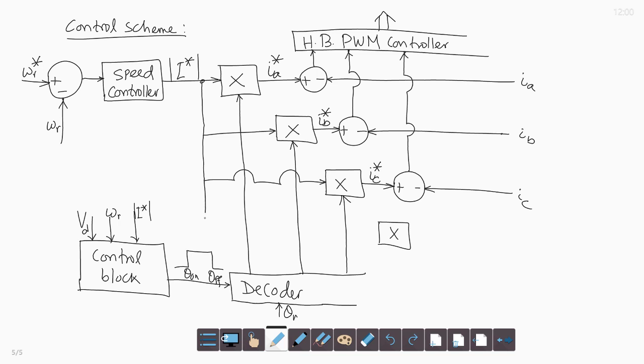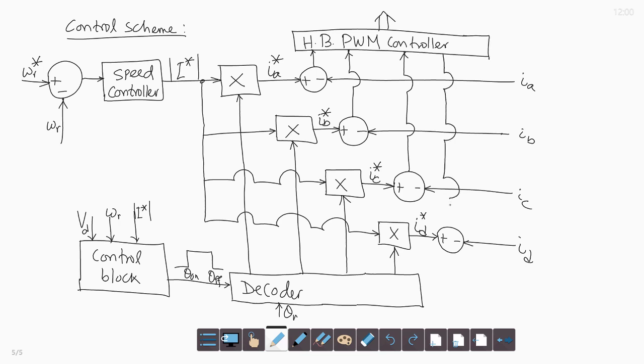Similarly, for phase D, the multiplication occurs and ID star is generated, and motor phase current ID is subtracted, and the error signal controls the hysteresis band PWM controller.